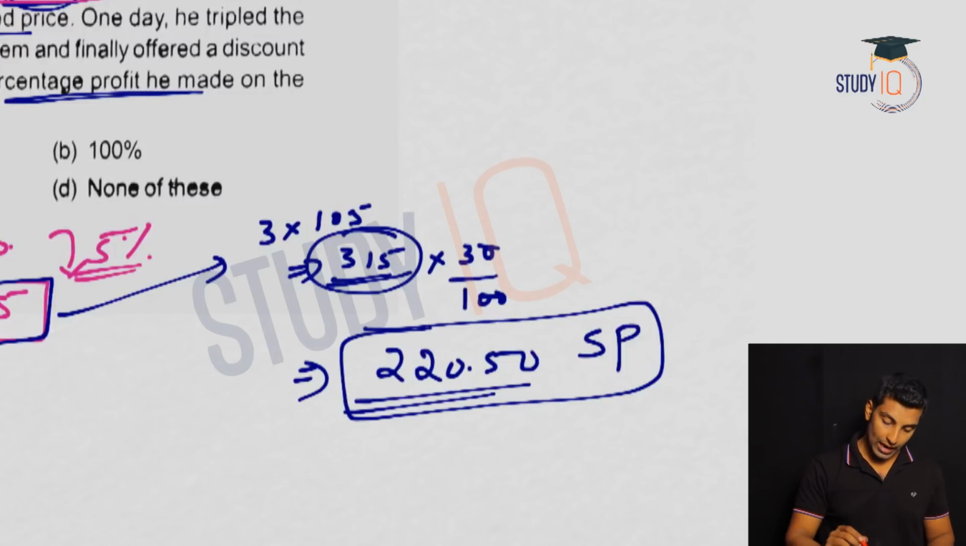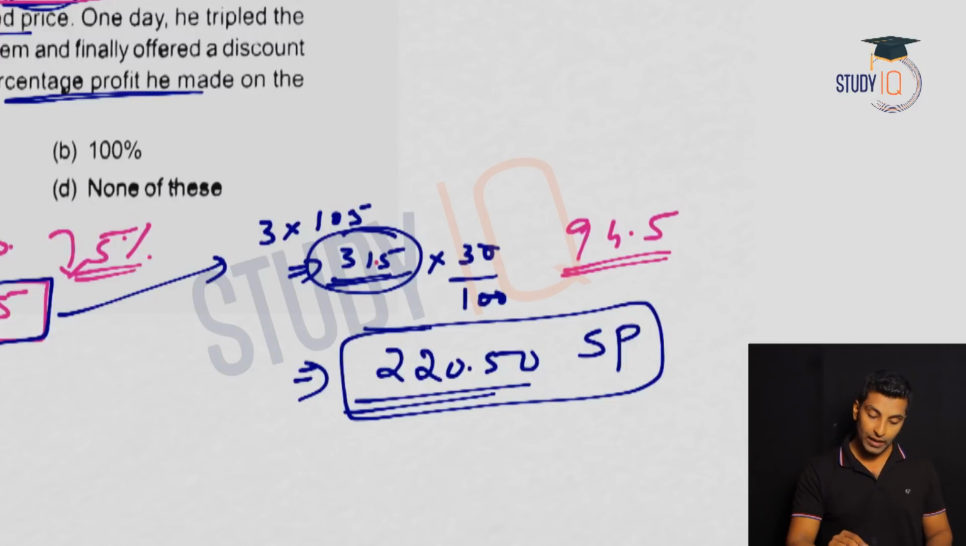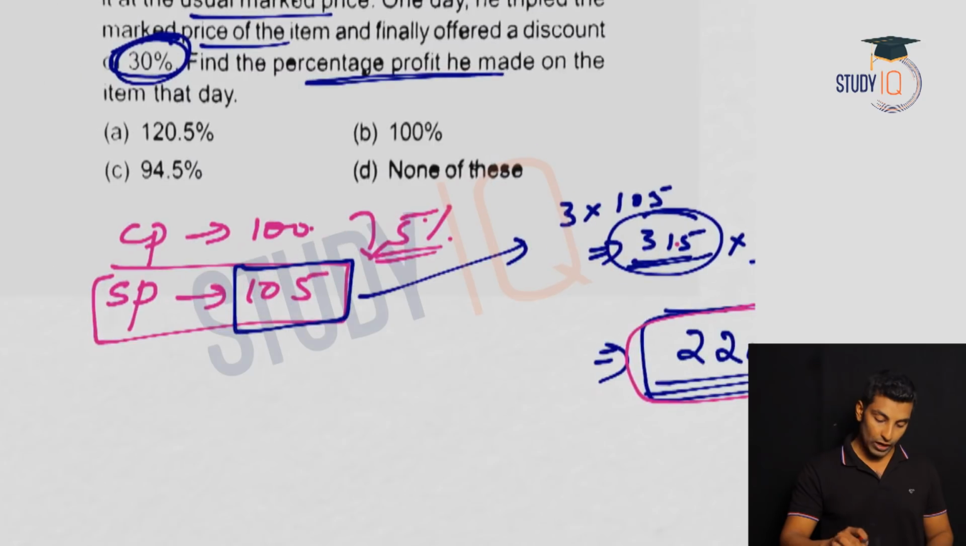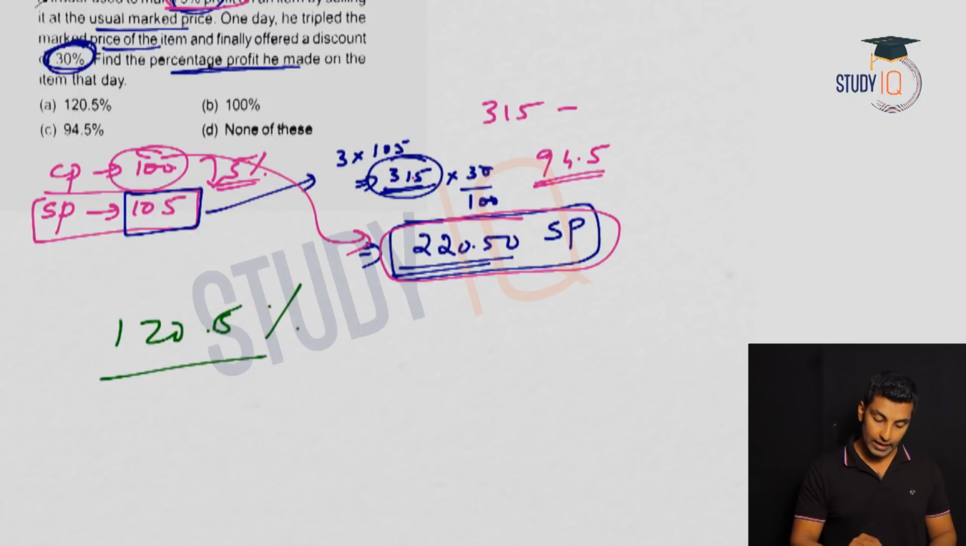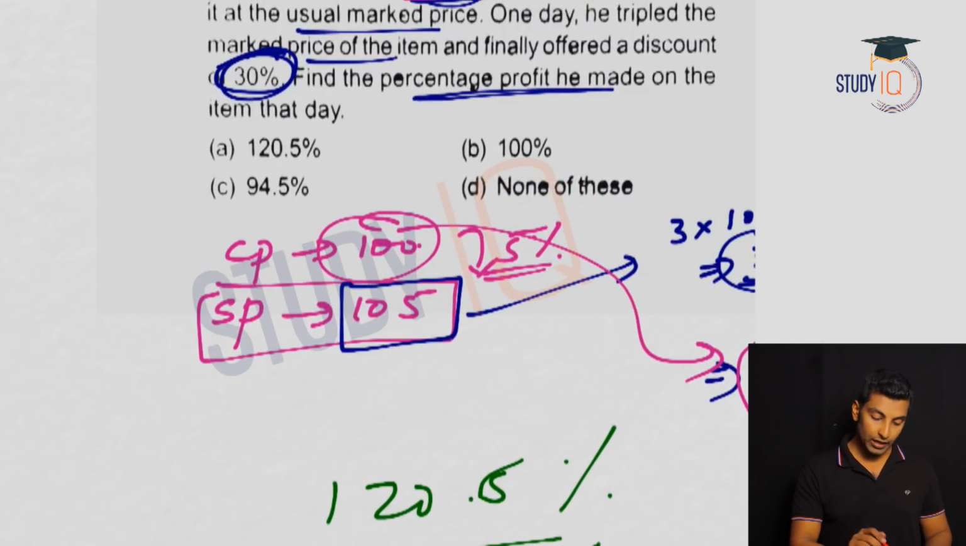Why? Because when you calculate, this becomes 31.5 into 3. 31 into 3 is 93. 0.5 into 3 is 1.5. So 94.5. Subtract that from 315: 315 minus 94.5 is the selling price on that day. We know the cost price is 100, and the selling price is 220.5. What is the change? 120.5 percent is the profit. On that particular day, he is getting a profit of 120.5.